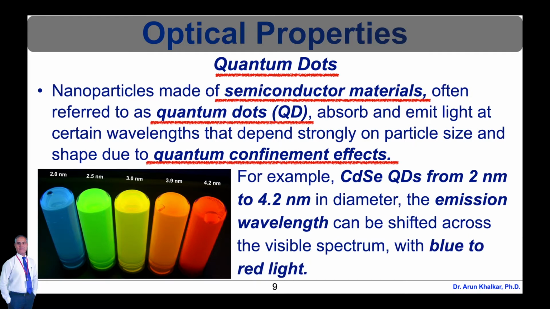For example, by tuning the size of cadmium-selenium quantum dots from 2 nanometer to 4.2 nanometer in diameter, the emission wavelength can be shifted across the visible spectrum, with the smaller particles emitting in the blue and the larger particles emitting red light. As fluorescent materials, quantum dots offer a number of advantages over organic fluorescent dyes.